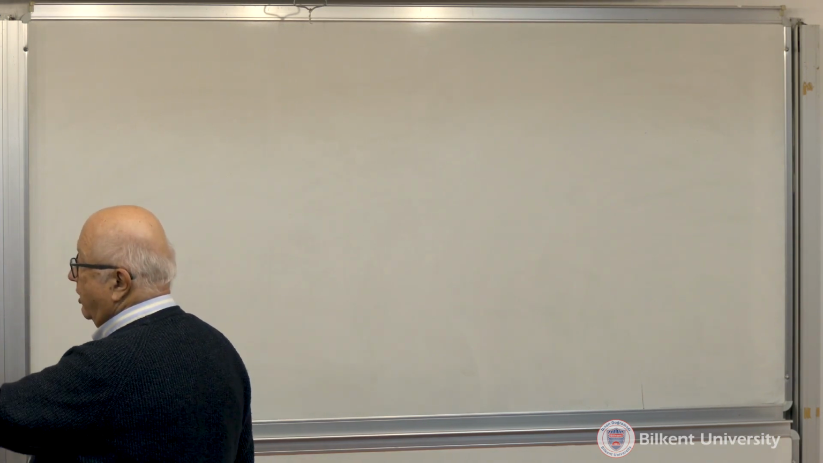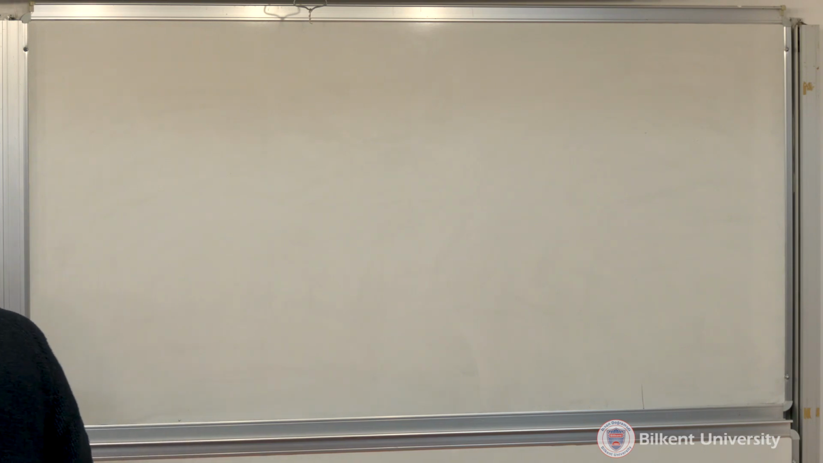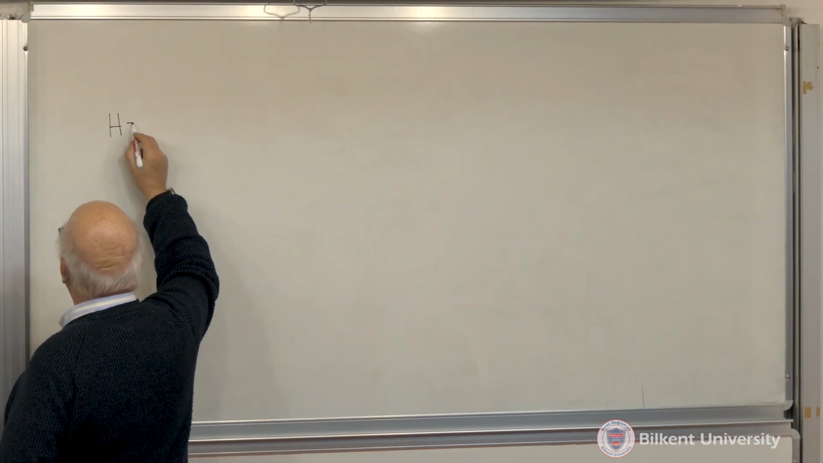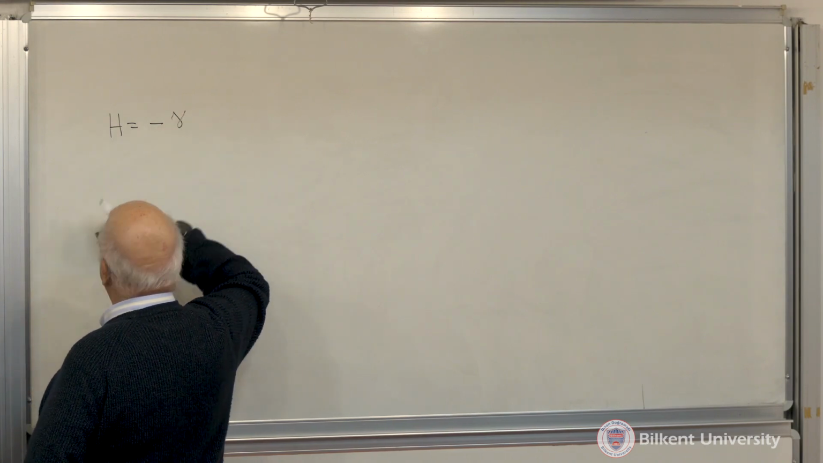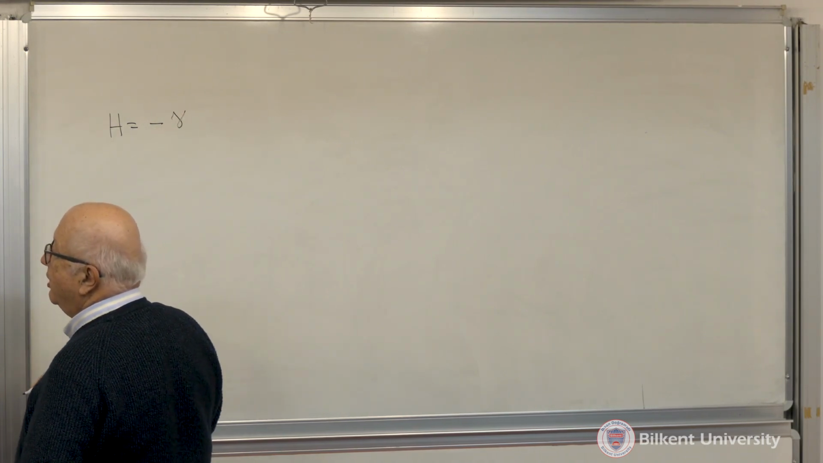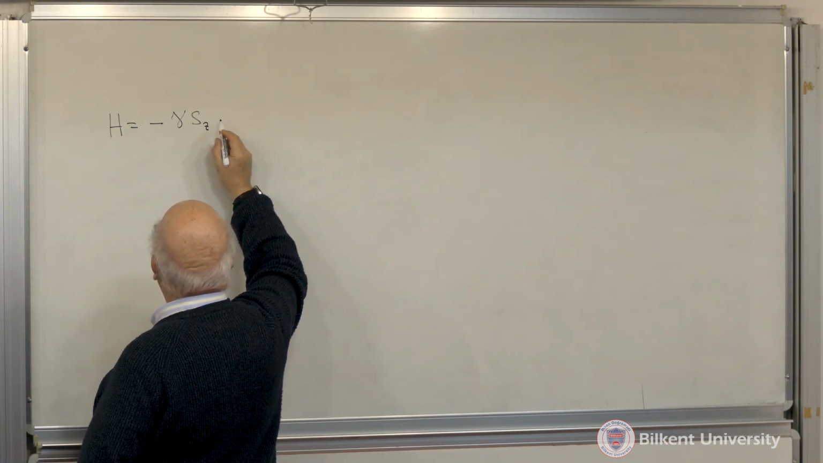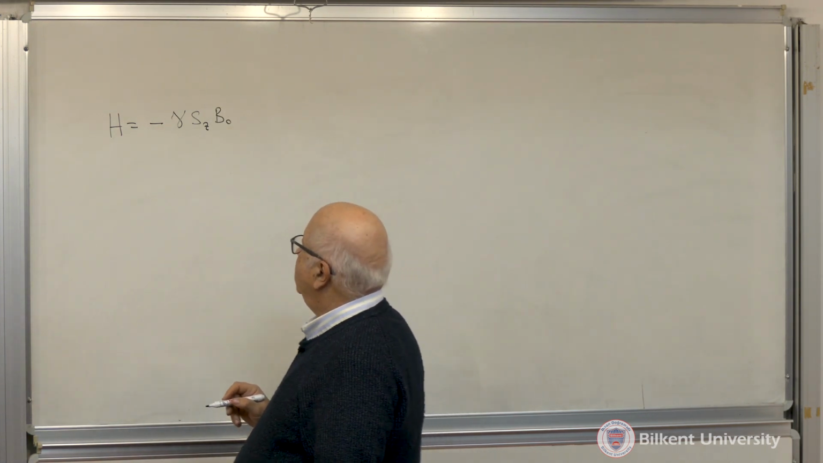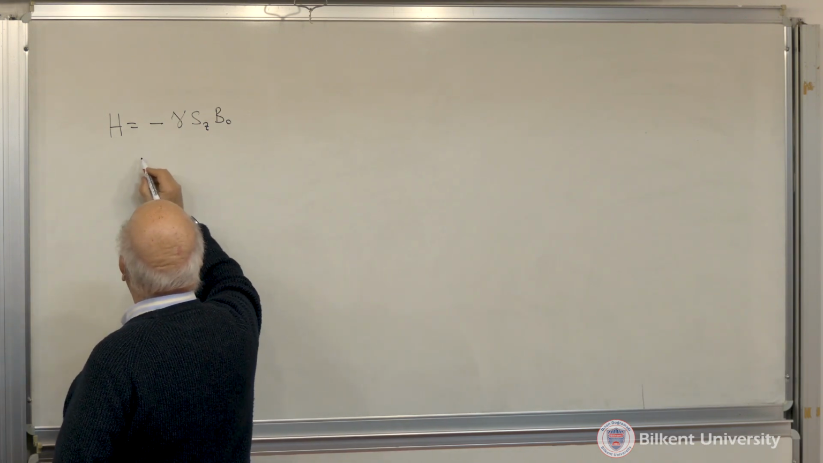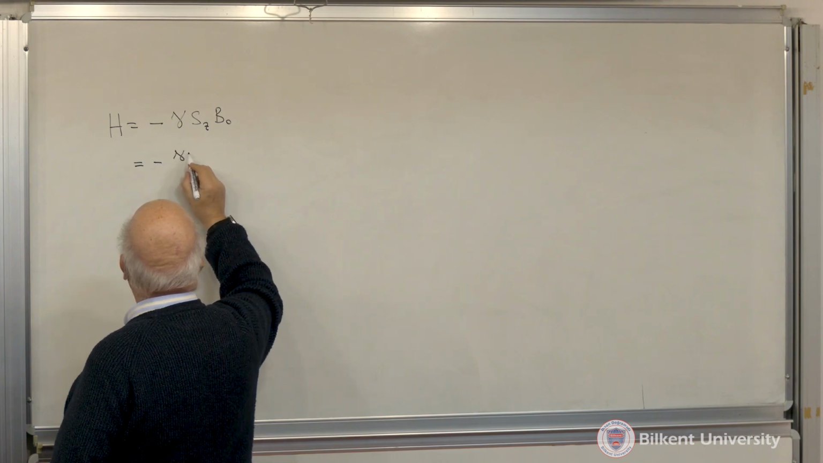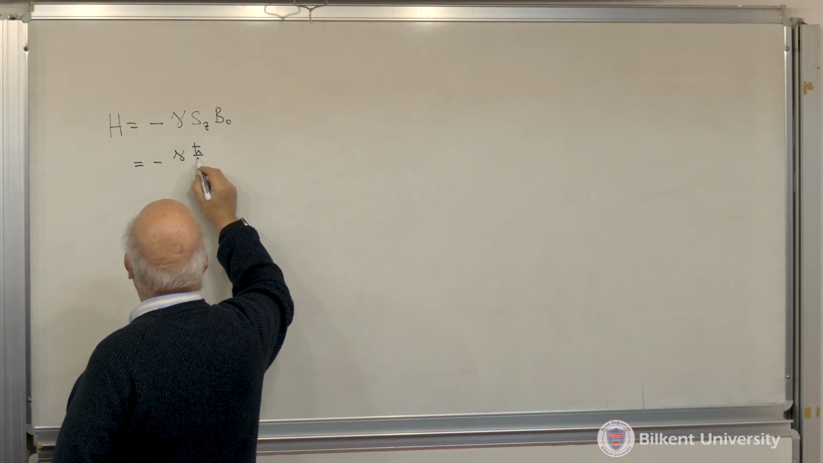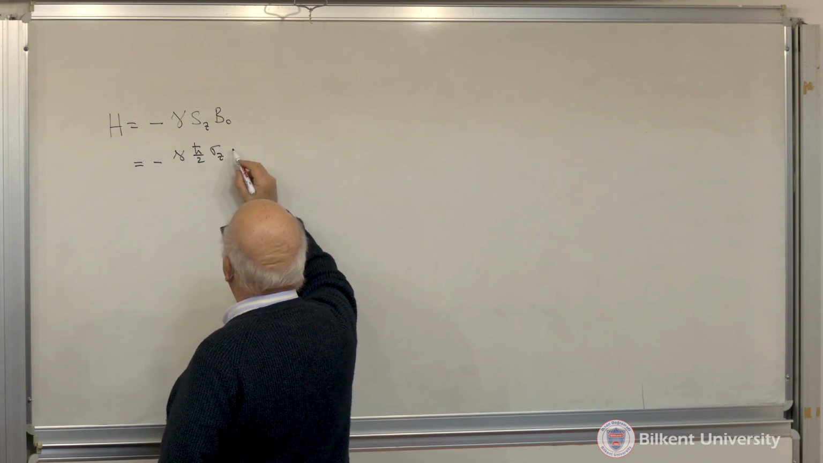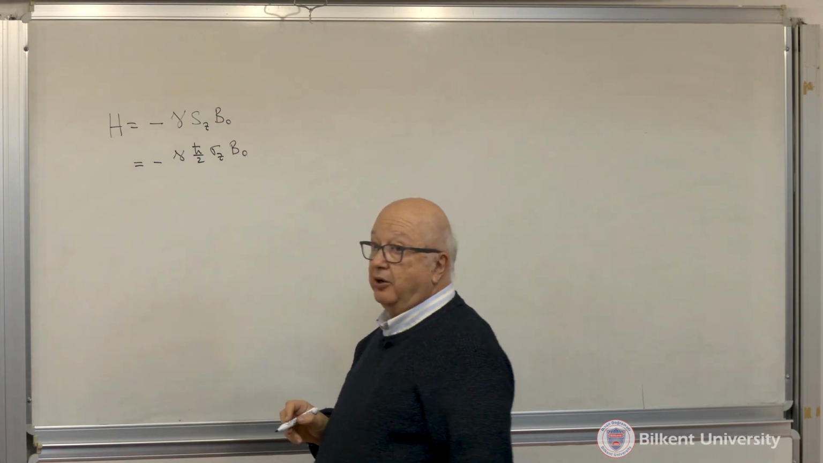Okay, so that's that. But what's important is that we can just go over here and write down our Hamiltonian. H is equal to minus gamma, which includes all this g factor and everything, times S_z times B_0. And then I can put this h bar over 2 in, so it's going to be minus gamma. S_z, remember, is h bar over 2 times sigma z, times B_0. Okay, so that's our Hamiltonian.